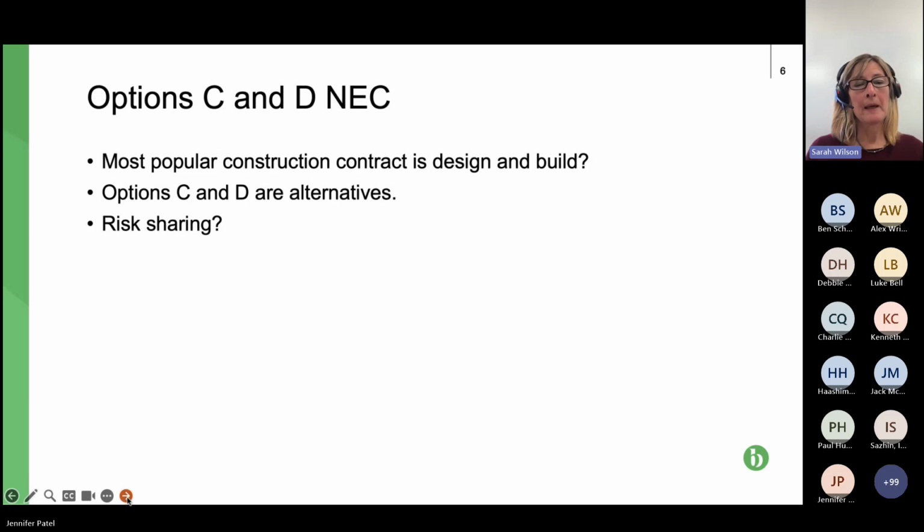So options C and D, as we've already said, are alternatives to the other pricing options A, B, E, and arguably F. But it's effectively supposed to be a risk sharing pricing option. So when I say, in inverted commas, it's a mashup, you've got the fixed price of options A and B, which form the target cost to the options C and D of the contract. So option C, the activity schedule sets out the target cost. Option D, it's the bill of quantities. But as with A and B, they are slightly variable.